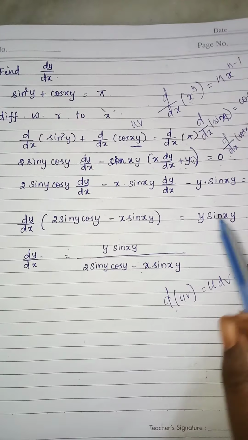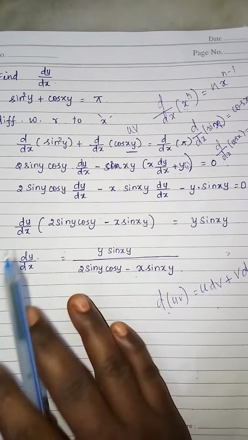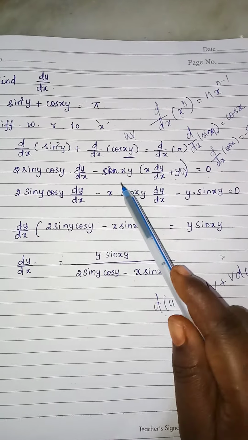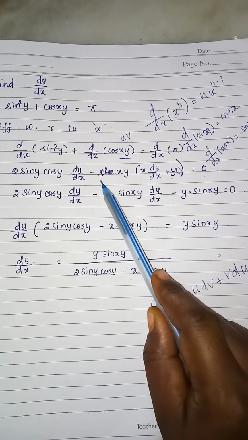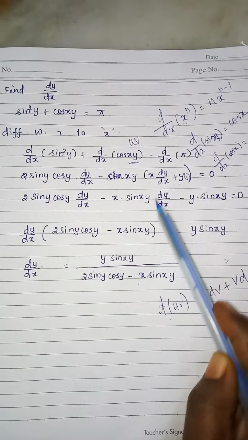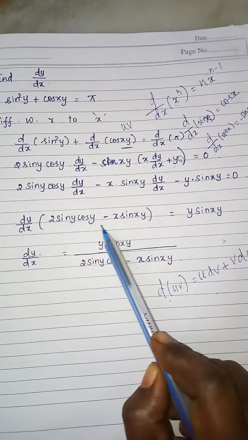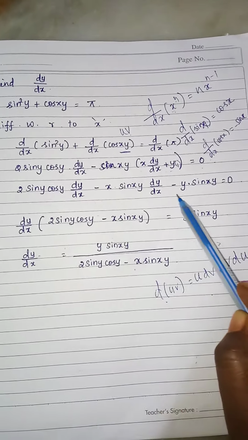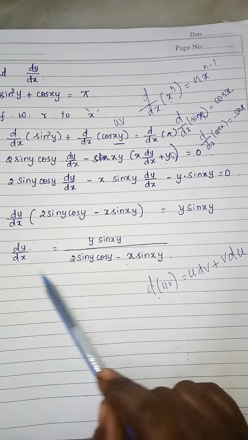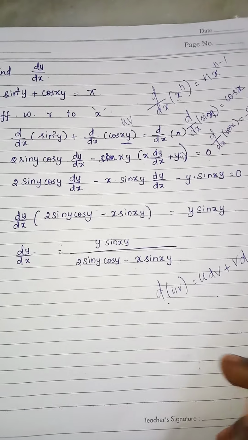Next, multiply the terms, bring the dy by dx terms to the left side and the other terms to the right side. Multiplying, we get minus sin of xy into x of dy by dx minus sin xy into y. From these two terms, take dy by dx as common. Dy by dx into 2 sin y cos y minus x sin xy is equal to, bringing the term to the right side, y sin of xy. Then dy by dx is equal to y sin xy divided by 2 sin y cos y minus x sin xy.